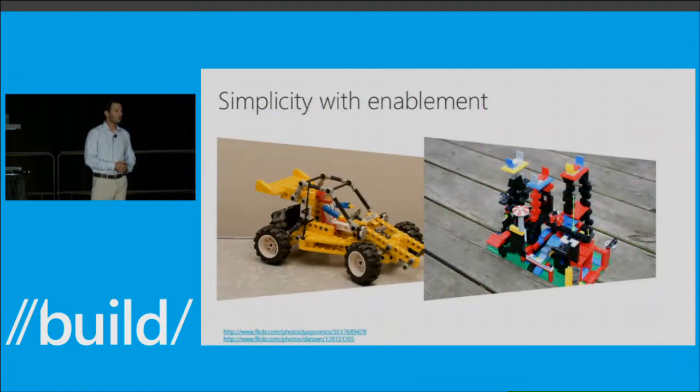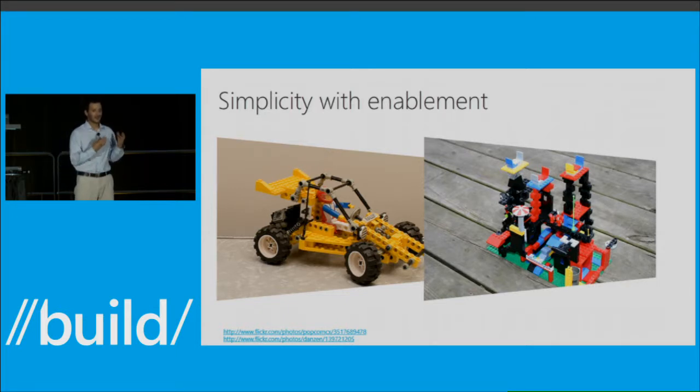When we talk about mobile services, we like to think of simplicity and enablement. And I like to bring up these two Legos. So on the left, you see kind of the toy car where somebody took all the pieces out of the box and followed the manual exactly and put it together exactly as intended. They had a productive experience. They were finished in a finite amount of time. They didn't have to pick and choose too many things, and they got exactly what they wanted.